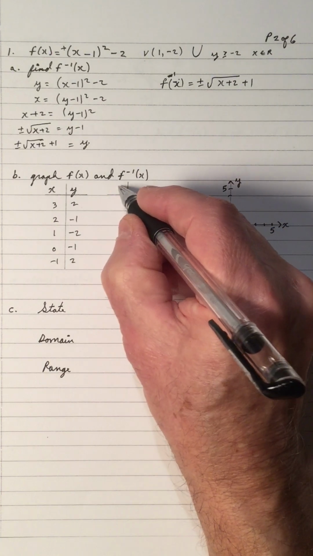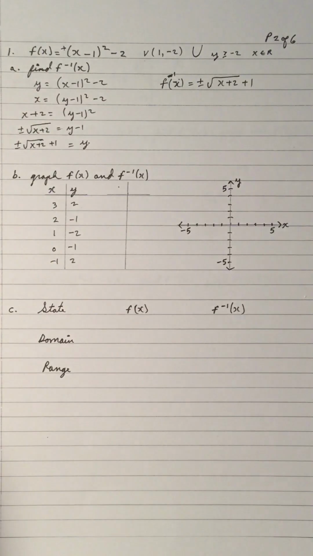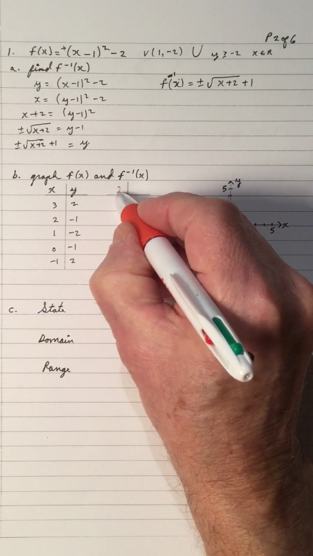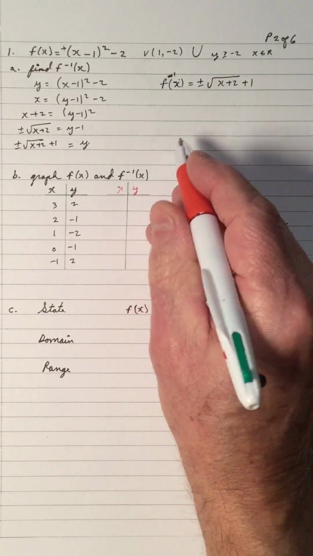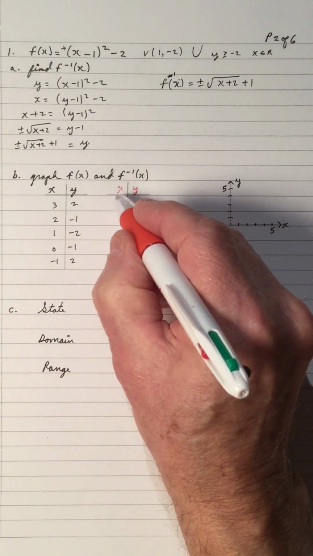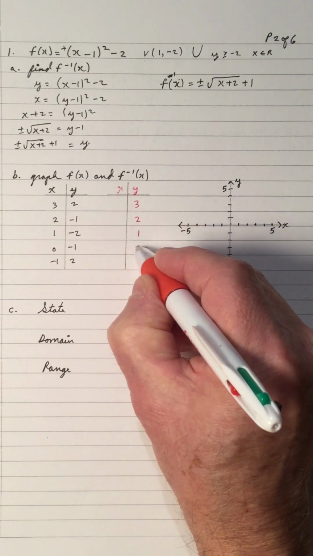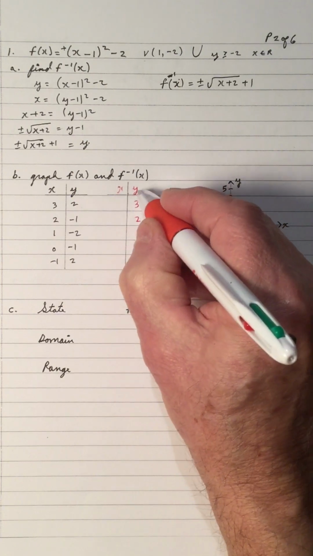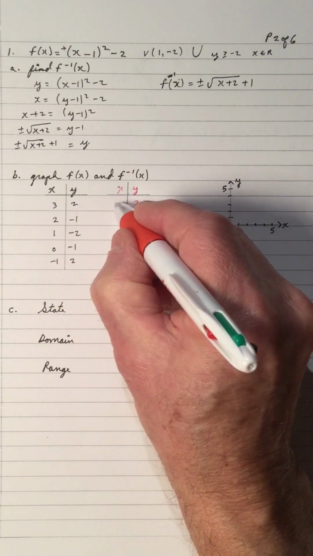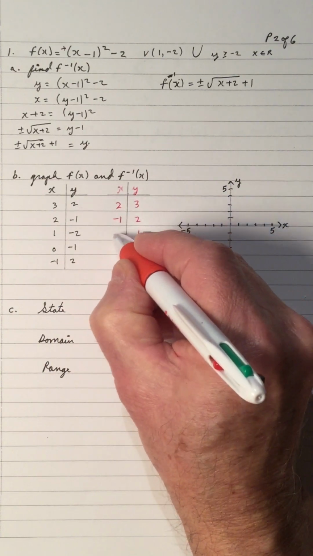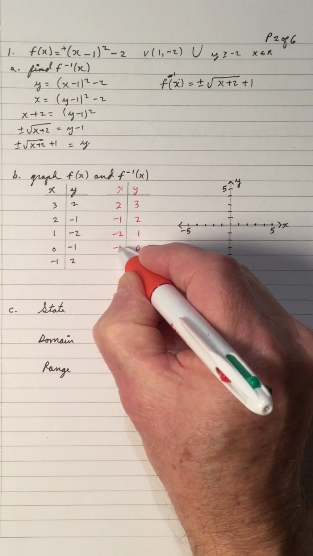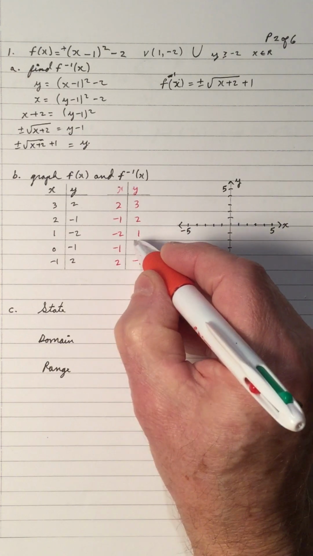So the inverse, let's use the red for the inverse. The inverse is the x's become the y's, so it's 3, 2, 1, 0, negative 1. And the y's become the x's, so 2, negative 1, negative 2, negative 1, 2.